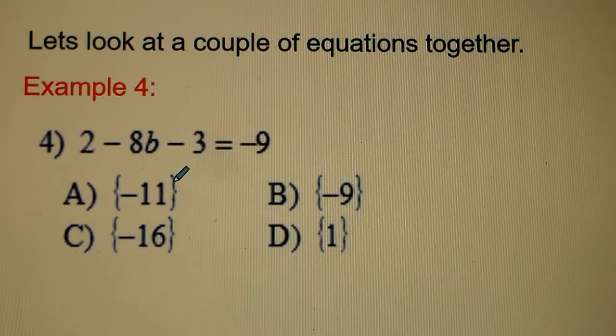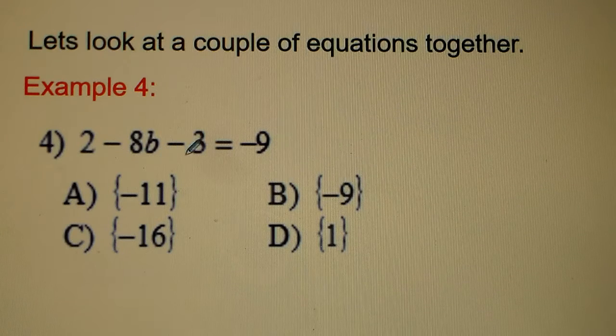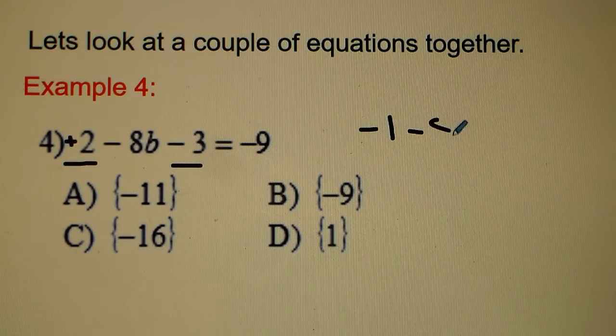Alright, looking at number 4. There's negative 8b. There's no other b's to combine like terms. However, there's two constants that can be combined. So assign the number without a variable. This is called a constant. So we have a positive 2 minus 3 gets us negative 1. Then we have a minus 8b is equal to negative 9.